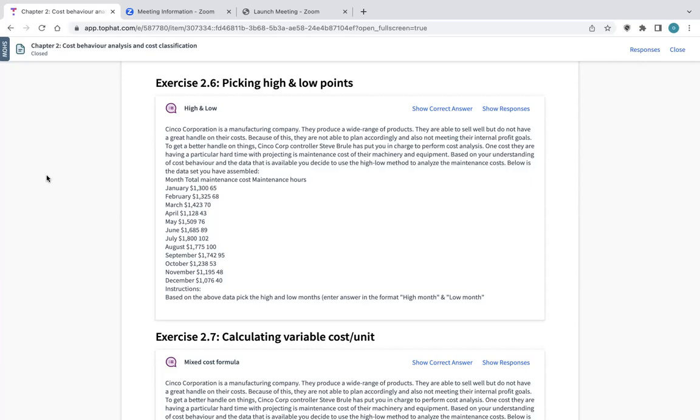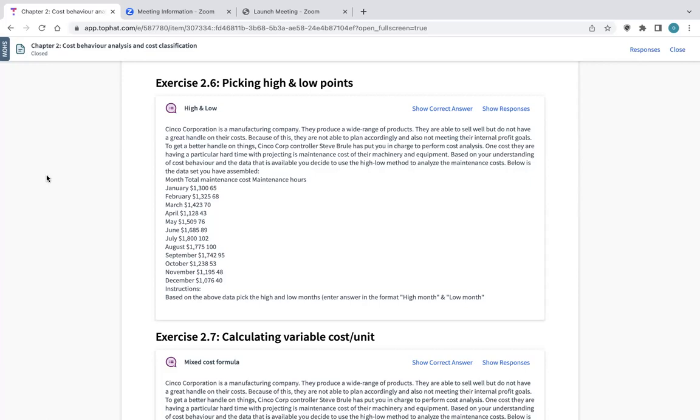I know it's a little bit wonky as it's showing on my screen, but we have the data for a 12-month period. We have each month, the total maintenance costs for each month, and then the driver, the one that we feel has the most correlation with the cost, which is the amount of maintenance hours.